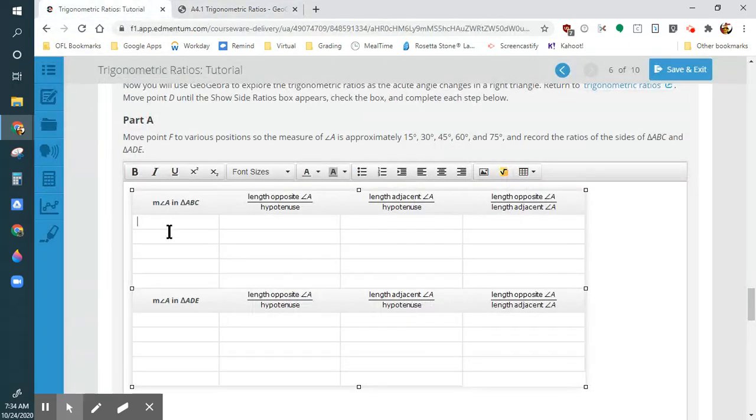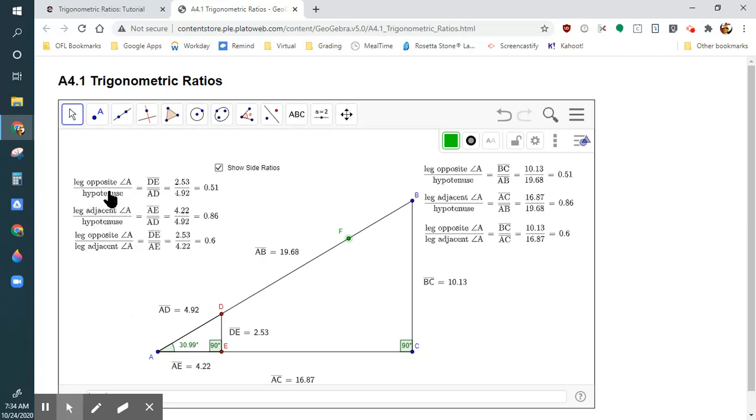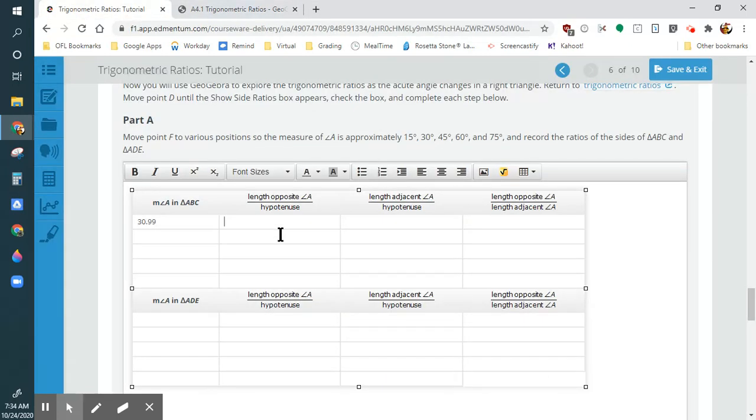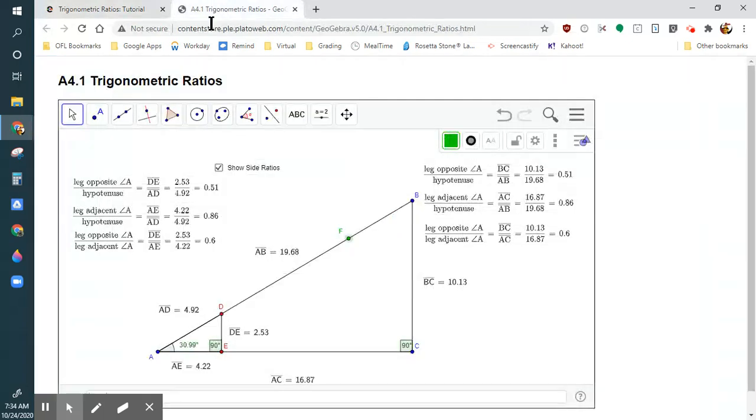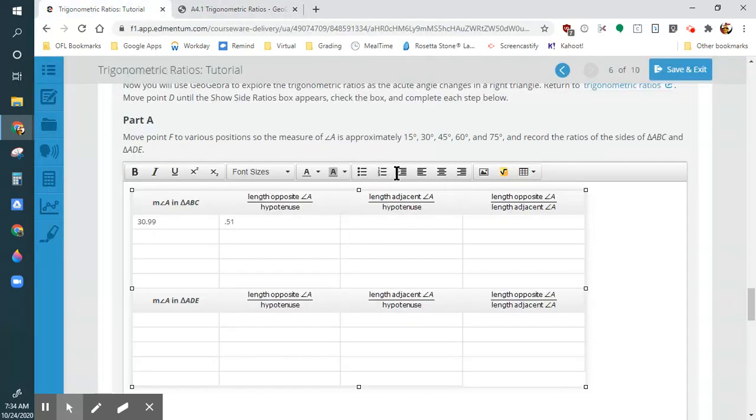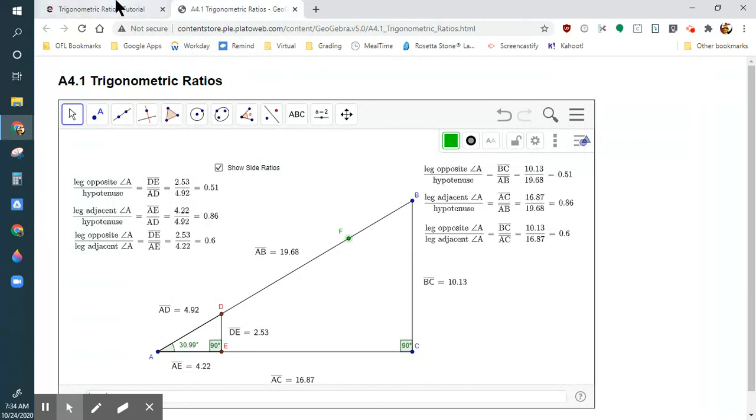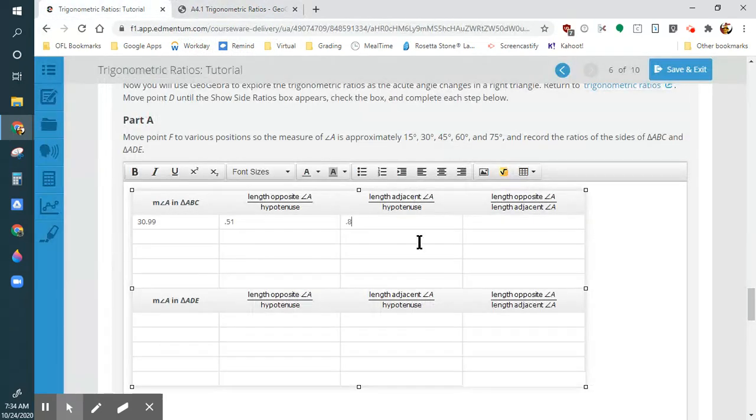So we're going to do 30.99. It wants us to do opposite over hypotenuse. So if we're doing opposite over hypotenuse, that's 0.51. And it wants us to do adjacent over hypotenuse. So I definitely recommend clicking this button, guys. It's going to be so much easier. Adjacent over hypotenuse, that's 0.6. And they labeled it in a nice order so you can just do it a lot faster. Last one is going to be opposite over adjacent, and that's 0.6.